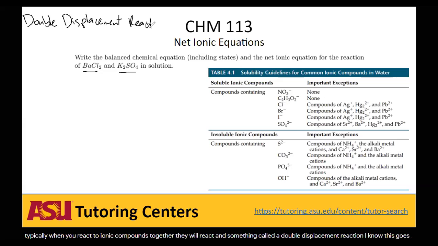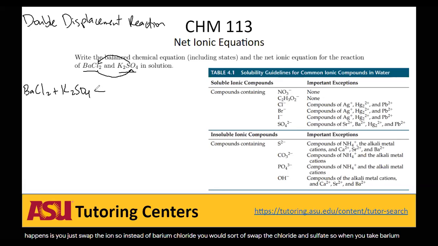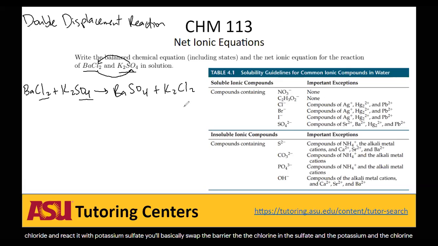I know this goes by several different names. The name I know is double displacement reaction, but you may know it by something else. Essentially what happens is you just swap the ions. So instead of barium chloride, you would swap the chloride and sulfate. When you take barium chloride and react it with potassium sulfate, you'll swap the chlorine and the sulfate and the potassium and the chlorine. Now we'd have to make sure we balance this, right? All I did was switch Cl2 and SO4, but this is certainly not balanced, not necessarily at least.